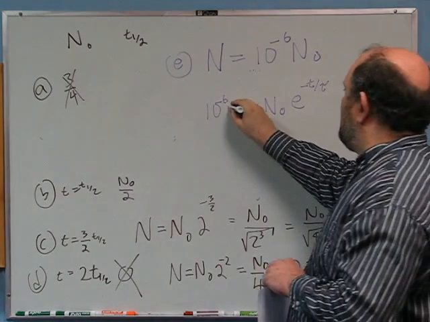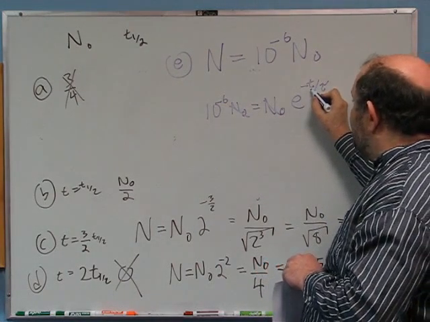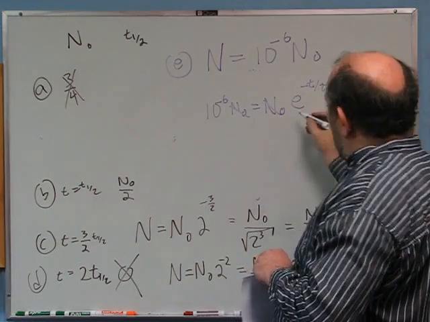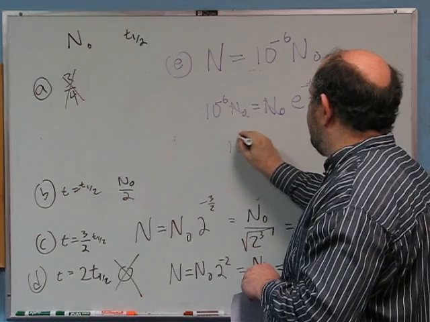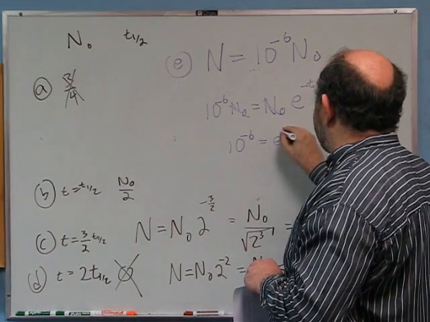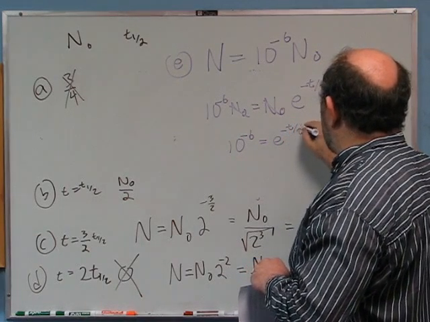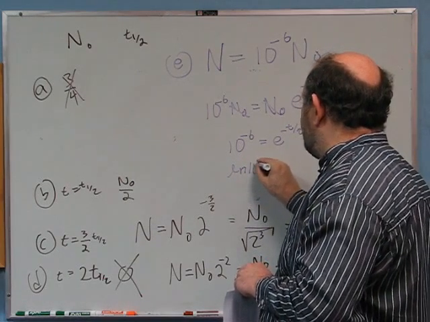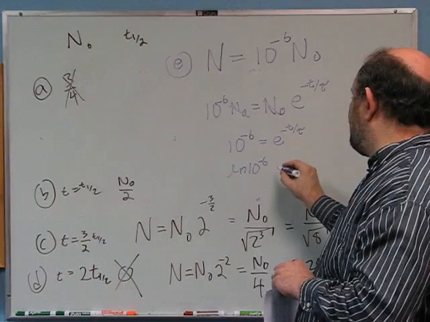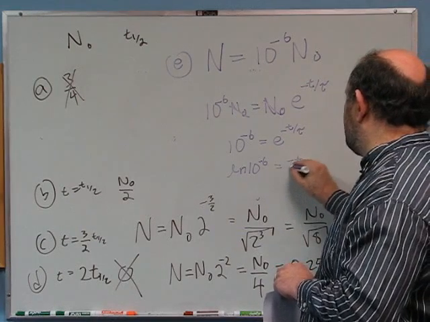All right, what I'm after here is t. Well, it's stuck up here in an e. I divided both sides by n naught. I'll just write it again. Once I get it so e is all by itself, now that's important. You have to have e all by itself. If I take a natural log of both sides, I get ln 10 to the minus 6 is equal to minus t over tau.